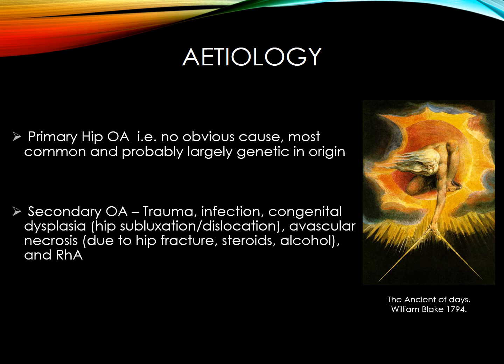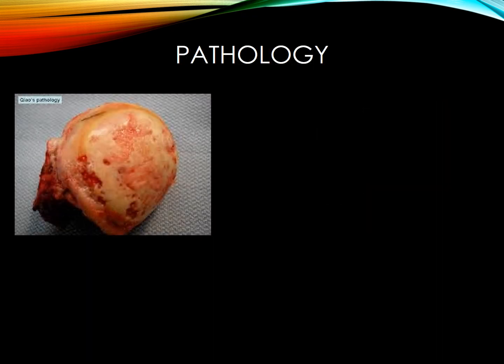But most of it is genetic, or certainly primary. On this slide you can see a femoral head just after it's been removed, presumably during the process of a total hip replacement, and this is a very typical view of the femoral head in somebody with osteoarthritis. What would normally be a beautiful smooth cartilaginous covering is now pitted and eroded.